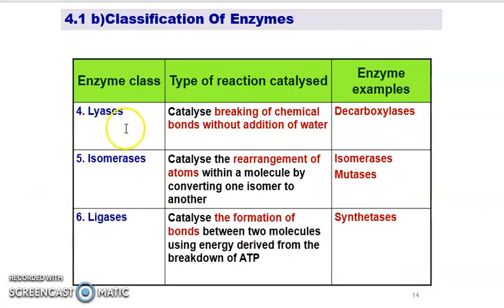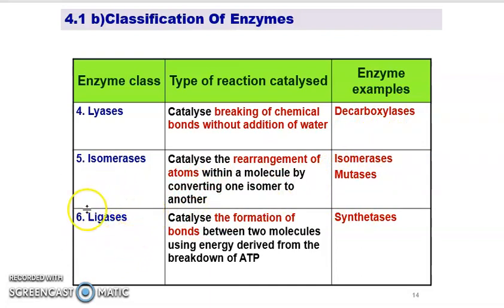Okay, and then next, lyase. So, type of reaction, it will catalyze breaking of chemical bonds without addition of water. So, the example is decarboxylase. Okay, and then next, isomerase. So, it will catalyze the rearrangement of atom within a molecule by converting one isomer to another. So, example is isomerase and also mutase.